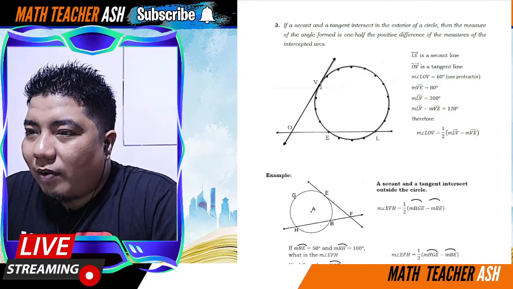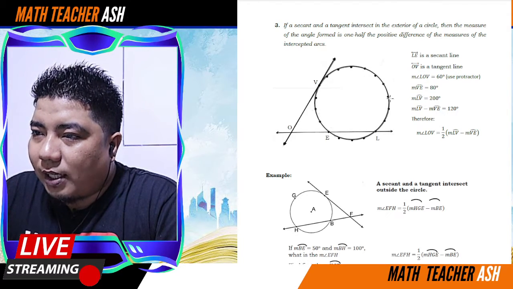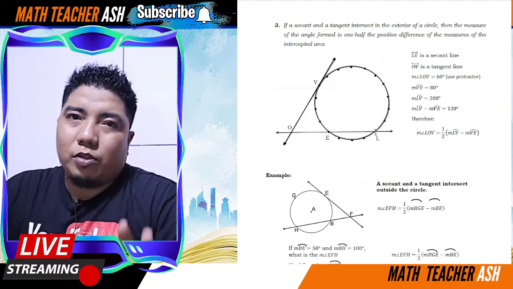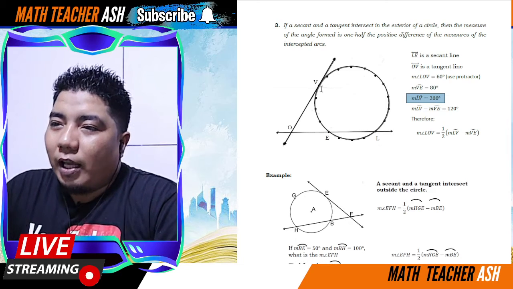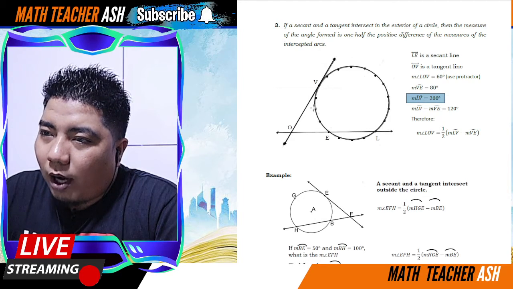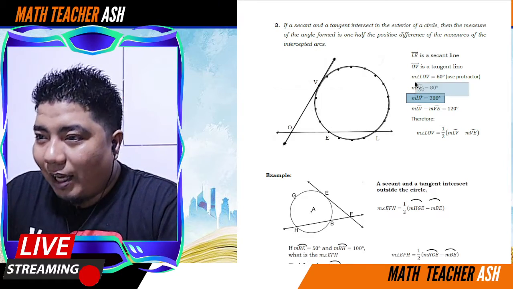Alright. So, we have here, ito yung point, di ba? So, 1, 2, 3, 4, 5, 6, 7, 8, 9, 10. So, 10 times 20, that is 200. Ito yon. Ayan. Ito naman, mula dito na point, 1, 2, 3, 4. So, 4 lang. 4 times 20, 80. Ito yon.